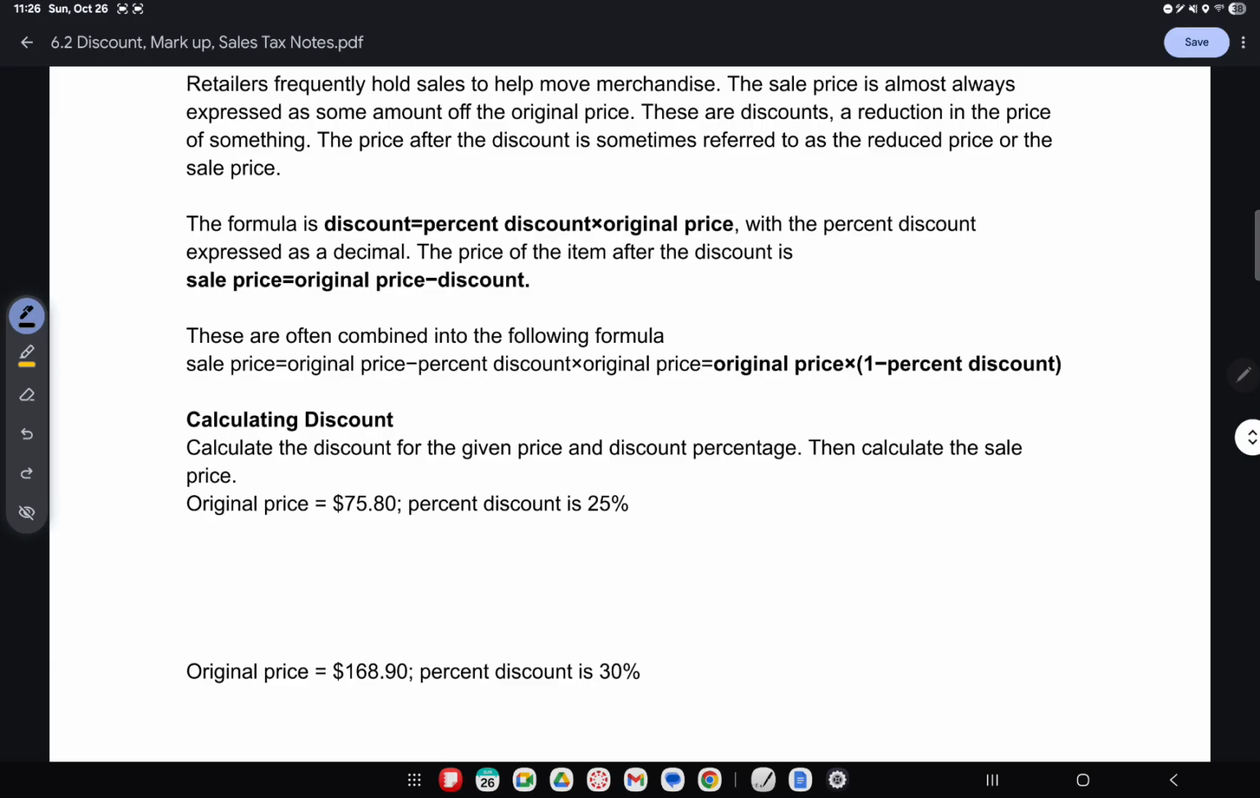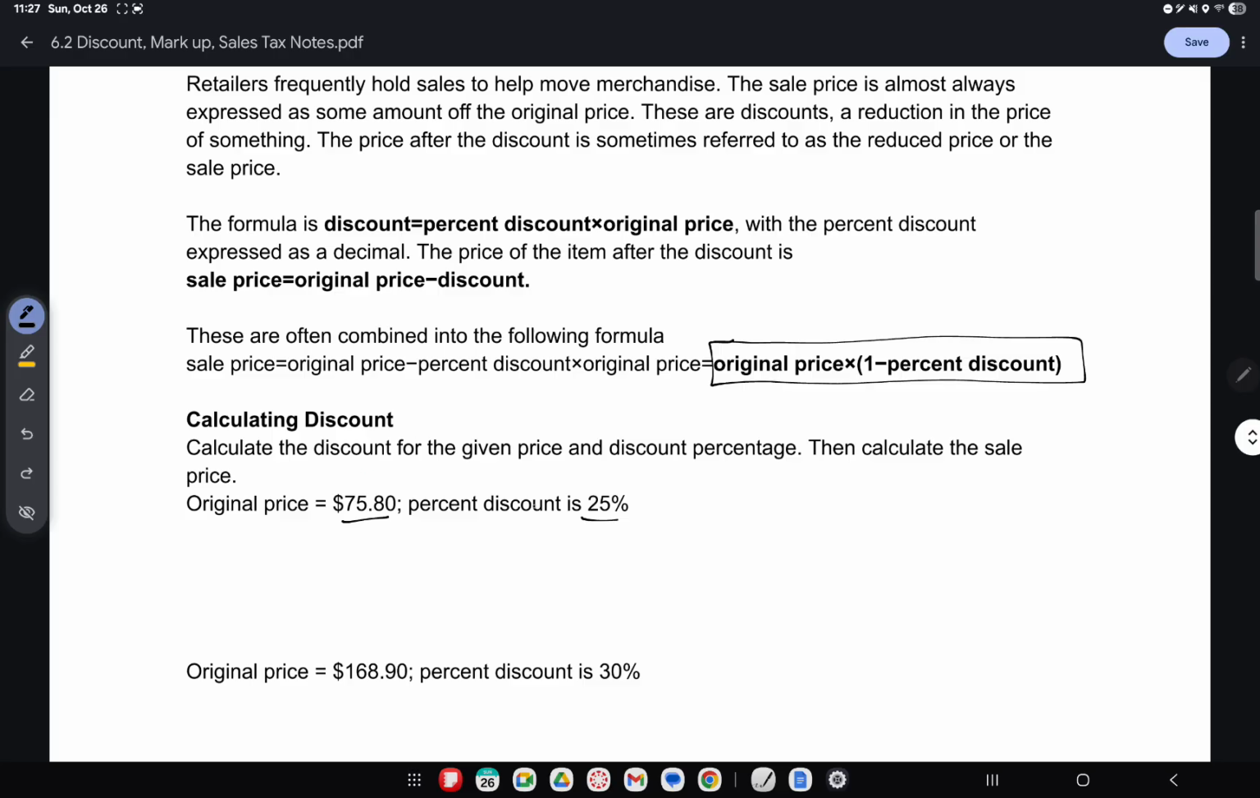Because some of these are going to ask for them separate, I will do them separate, but there is a way we can do it all in one step right here. The original price times 1 minus the percent discount as a decimal. So the original price is $75.80 and we have a discount of 25%. So it says calculate the discount and then the sales price.